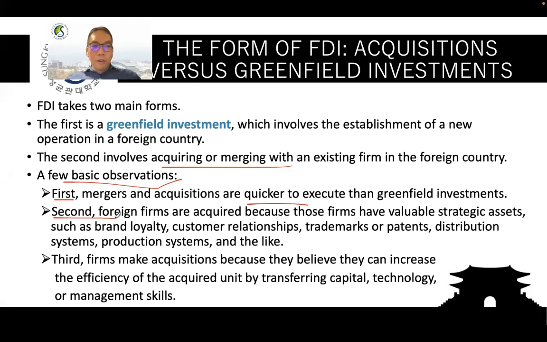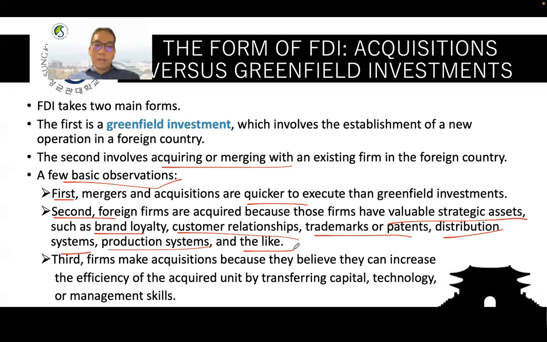Second, maybe the foreign firms that you acquire have strategic assets. They have brand loyalty, customer relationships, the trademarks, the names, or the patents, the technologies. They have distribution systems, production systems, and all other factors. So you strategize. You're thinking that if you acquire the firm, it's quite ready with some strategic assets, some talented people, some brand loyalty or some other things.